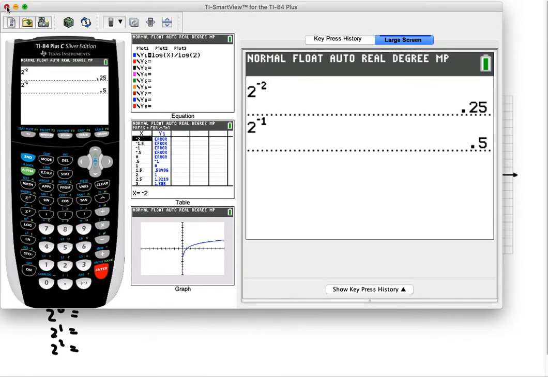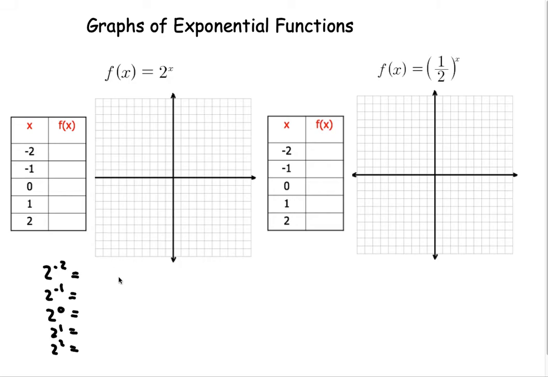So let me put those in here. So 0.25, 0.5, 2 to the 0 is 1, 2 to the 1 is 2, and 2 to the second there is 4. So I'm going to plug them up here in my table.